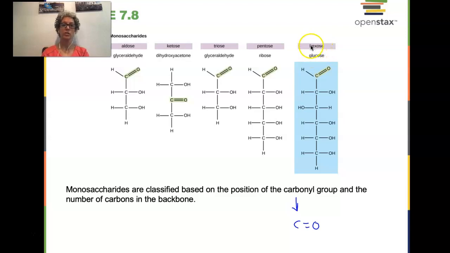Hexose, 6 sugars, and this is an aldose because it has an aldehyde group. We could have a hexose that is also a ketose. That would just mean it would have a ketone group in it. They're classified by the carbonyl group, the carbon double bonded to the oxygen, and the number of carbons in that backbone. Again, I wouldn't expect you to know this is glyceraldehyde, but if I showed you the structure, you could tell me it's a triose because it has 3 carbons, and it is an aldose because of the aldehyde.